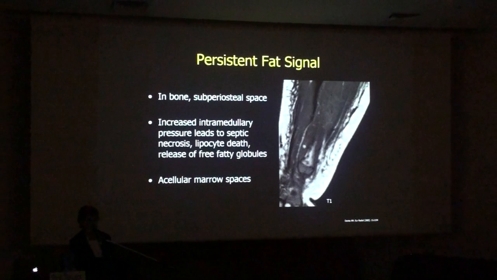When we see persistent fat signal, not only throughout the bone, but also in the subperiosteal space, it's likely that there's been such an increase in the intramedullary pressure that there essentially is ischemia to the marrow. The lipocytes die, they release their free fat globules, and these extend out both into the subperiosteal space and throughout the marrow area. And this has been proven on histology samples. When you sample that T1 weighted area that really looks quite normal, there are no cells there, it's just empty marrow space. So it's not really a diagnostic dilemma when you see fat within the subperiosteal space, but it does suggest a rather aggressive infection.